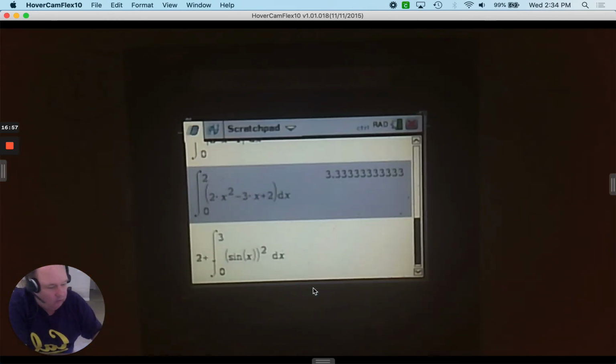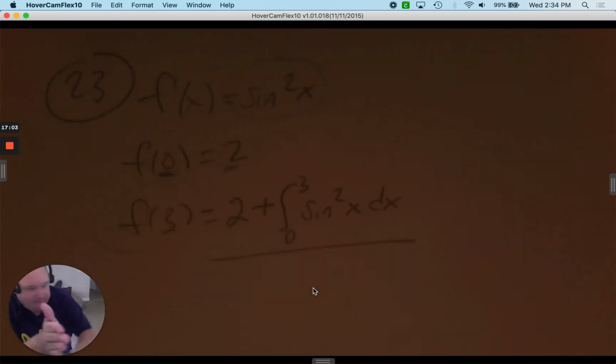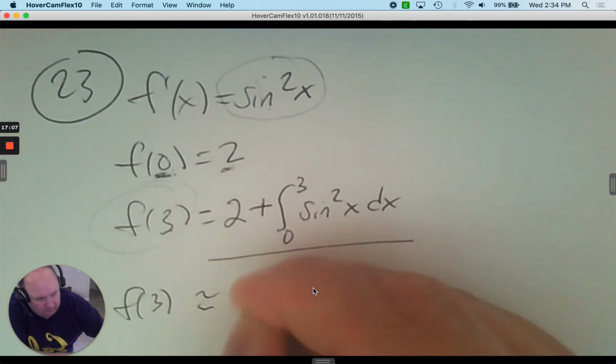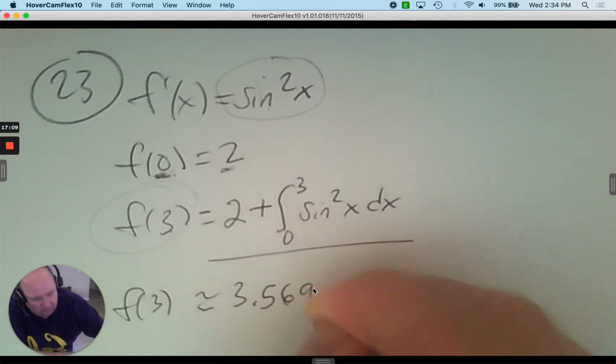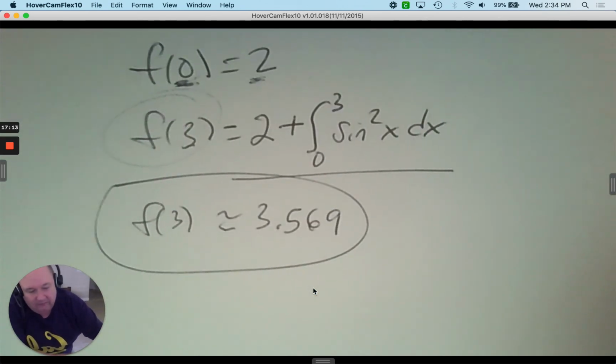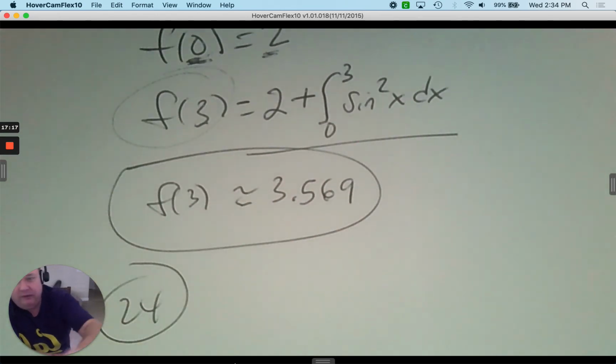Now go Control Enter. Remember, the rule is 3 numbers to the right of the decimal, so 3.569. You don't have to round. And you have your answer. 3.569.